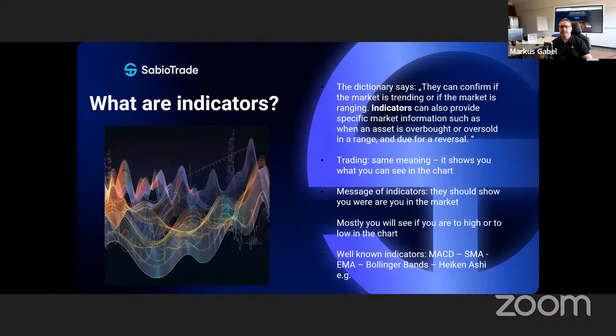I will show you in the chart from SabioTrade how you can use them, how you will find them, and how they look. But before we do that, we need to understand what an indicator really means. Regarding trading, it shows you where you are in the market. We have lagging indicators, like moving averages. They are following the price. And we have leading indicators. They show you what could happen next.